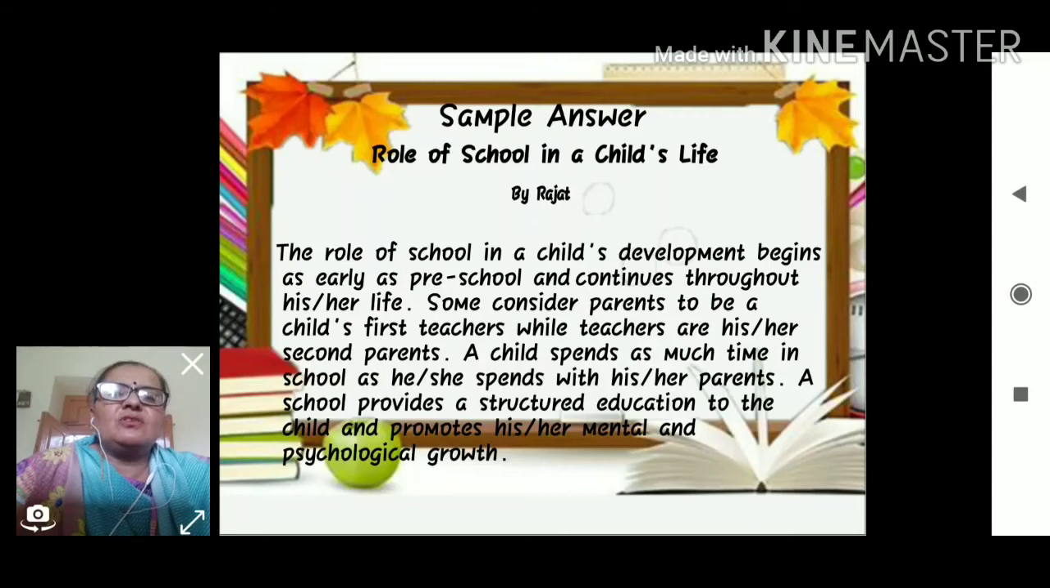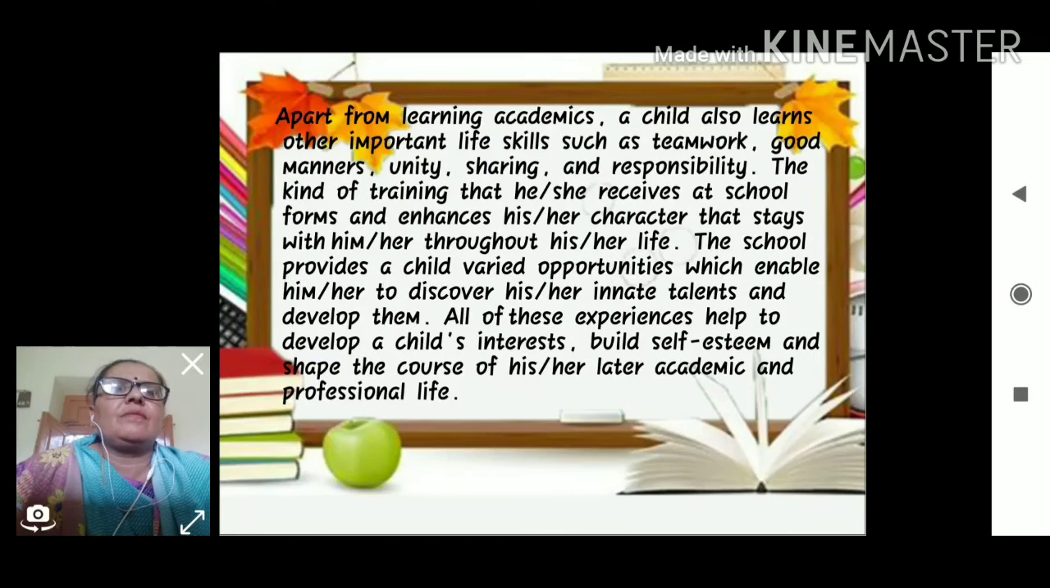So school provides a structural education. Whatever education they get at home from their parents is an informal education, but the formal structural education is what the child gets from school, where his or her mental and psychological growth is developed. Then we come to, apart from learning academics, a child also learns the most important life skills such as teamwork. The good kind of training that he or she receives at school forms and enhances his character and stays with him throughout his life. We all know that we learn those skills in our school life, and that is all that remains with us throughout our life.